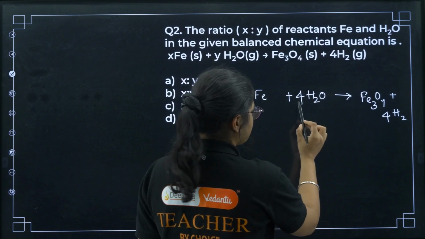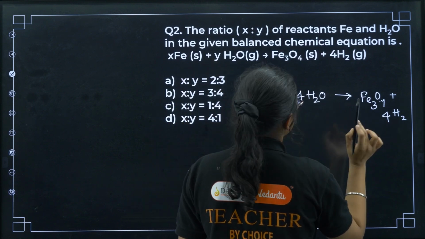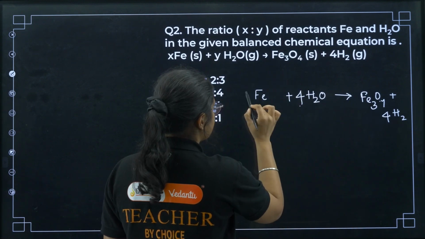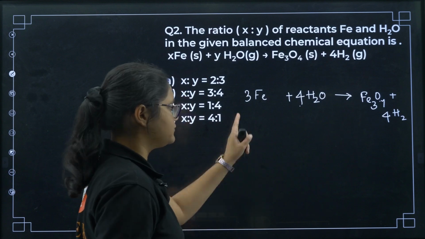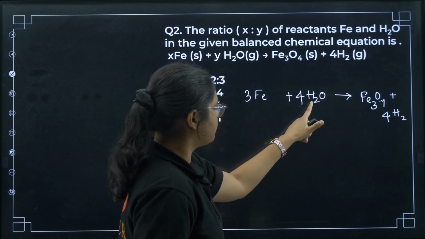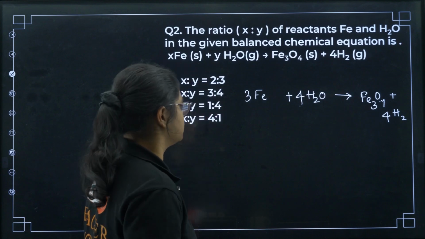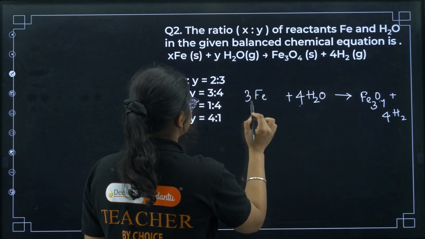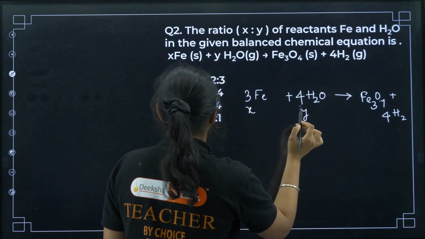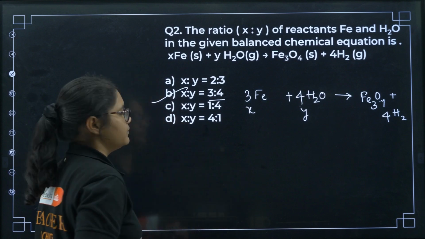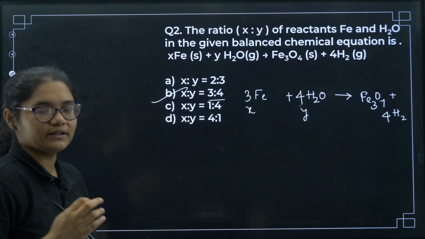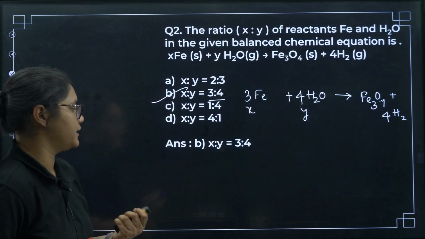Now I'm getting 4 oxygen here and 4 oxygen on the other side, and that means here I have to add 3 Fe, so 3 Fe on both sides. 4H2 means 8, so 8 on both sides, and 4 oxygen on both sides. So what is the ratio of X is to Y? This is your X and this is your Y, that is 3 is to 4, option number B. Very simple question. Only thing is you need to know how to balance correctly.